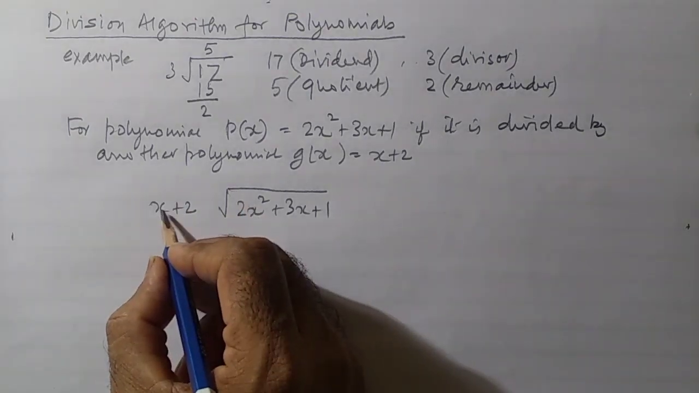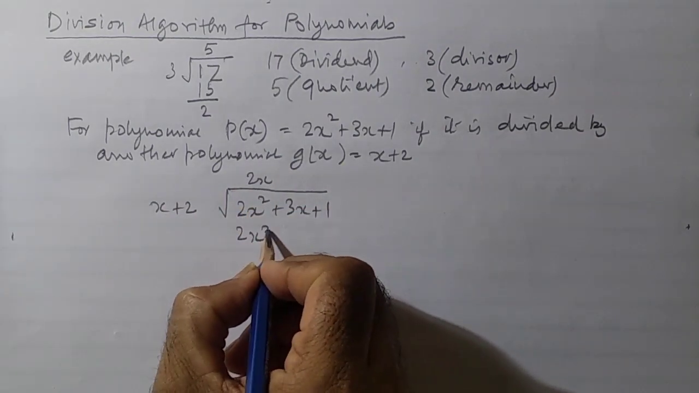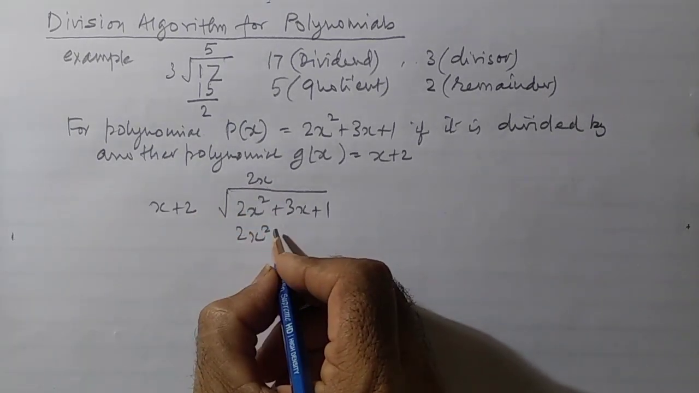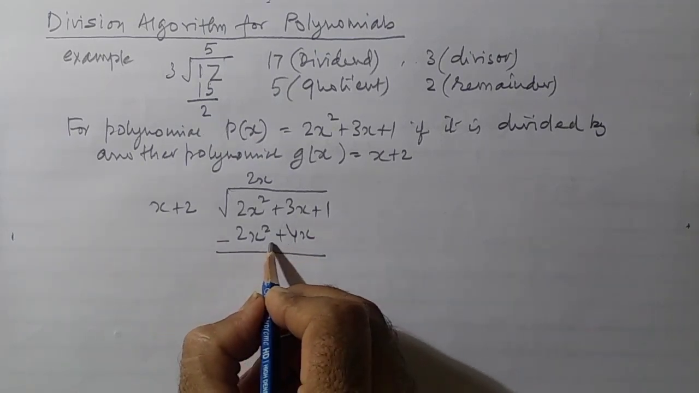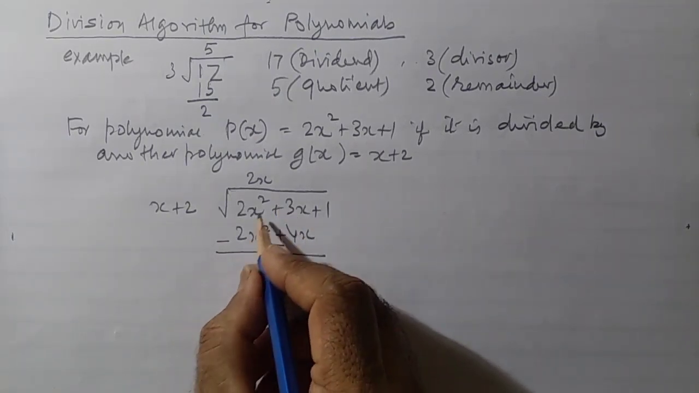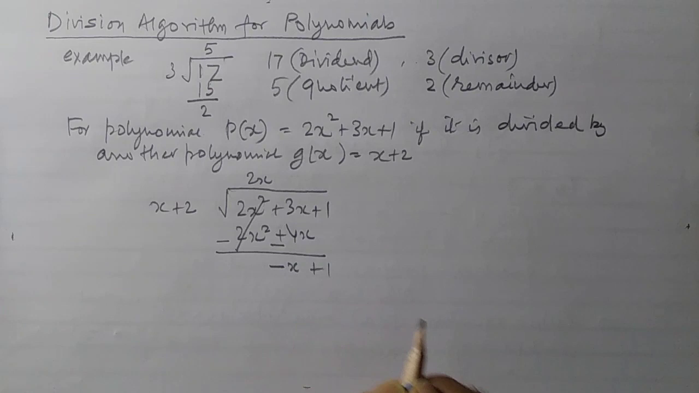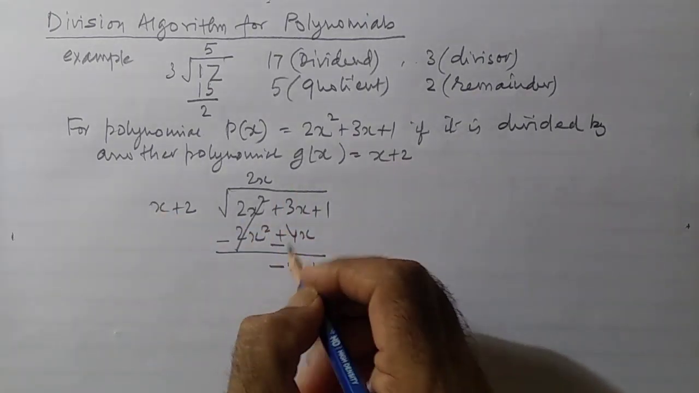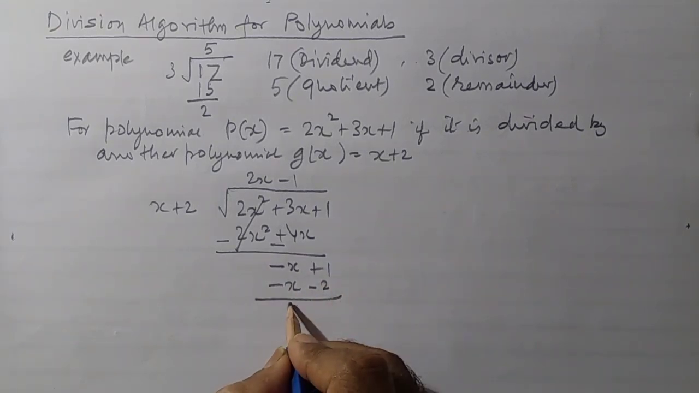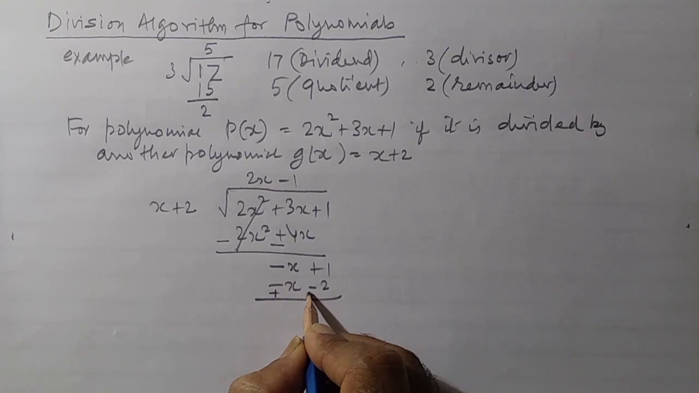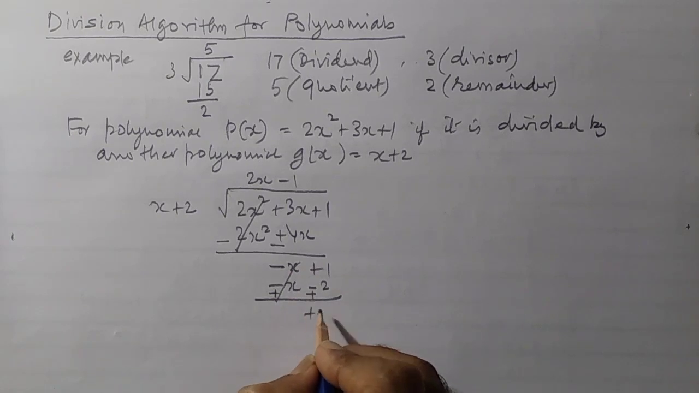2x squared divided by x, so it becomes 2x. Multiply 2x by x plus 2, and it will become 2x squared plus 4x. Subtracting this from this becomes 0, it becomes minus x plus 1. x into minus 1 is minus x, so minus x minus 2. The signs become plus, and this will also become plus. So we'll have 0 become plus 3.